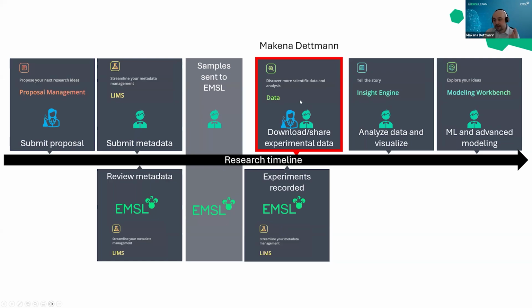So the data portal is where members of the project can find their own data. They can also find any data generated at the lab that's been released. What I'll show next is how to find relevant data and how to download it. Once you've downloaded data, you can use the Insight Engine and Modeling Workbench to do visual analysis, or in the case of the Modeling Workbench, machine learning and more advanced modeling. And James will talk you through that after my section.